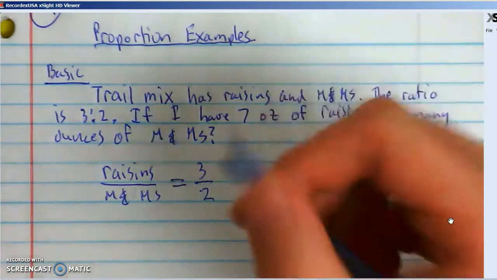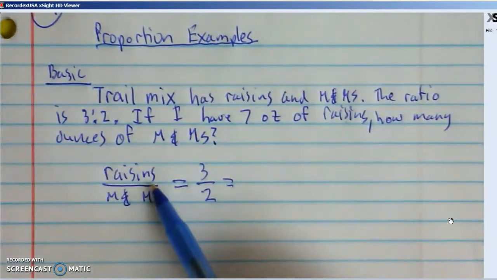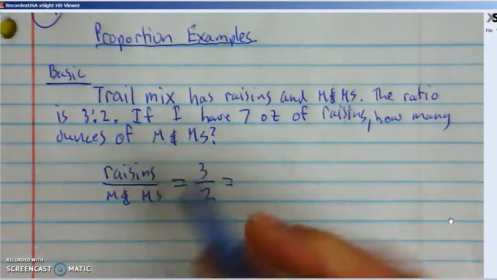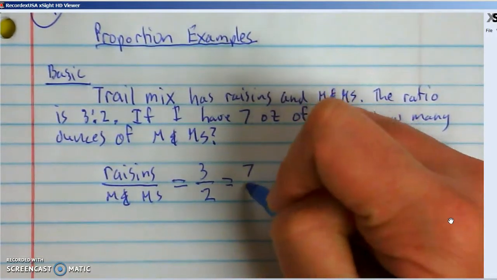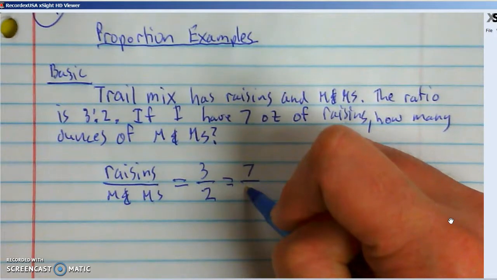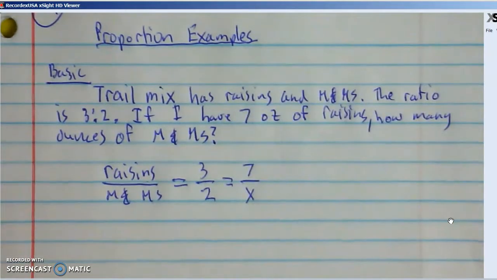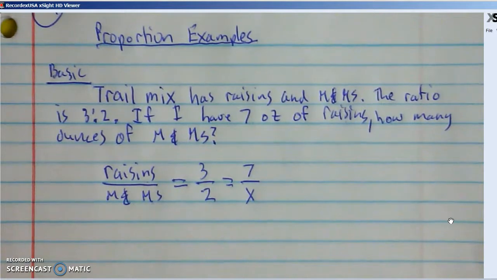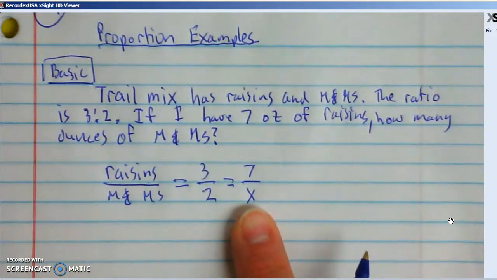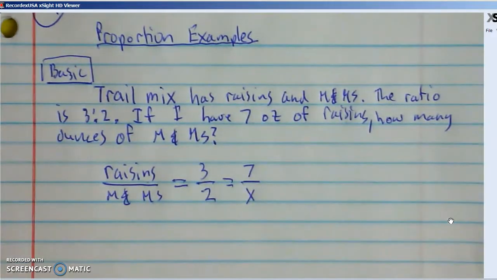All right, so the way we do this is we've already decided raisins is the number on top and M&Ms is the number on the bottom. So we're going to do 7 over, and we don't know the number of M&M ounces, so we're going to put x. We already did problems like this. This should look familiar to you guys, okay? We're not going to do these today. This is just our basic review. That's why I wrote the word basic up here, because this is just a review of what we've done. We're actually going to do harder ones today, okay?